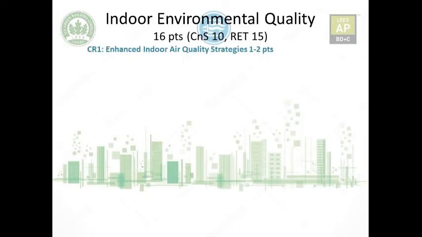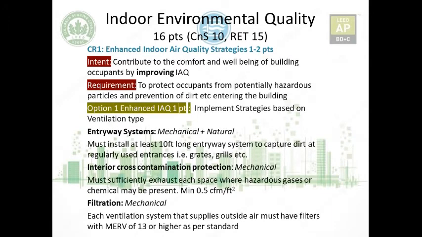Credit number 1, enhanced indoor air quality strategies, 1 to 2 points in all adaptations. If you compare the intent of this credit with the prerequisite, the intent was to contribute to the comfort and well-being by providing minimum indoor air quality. But in this case, with the enhanced indoor air quality, we have to take care of the well-being of building occupants by improving indoor air quality.